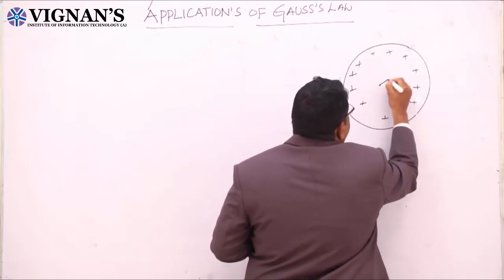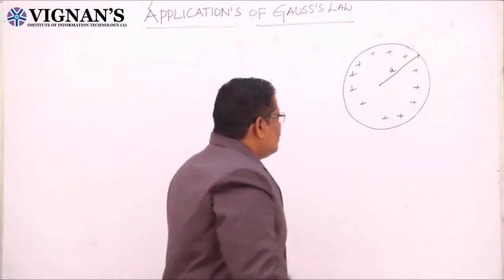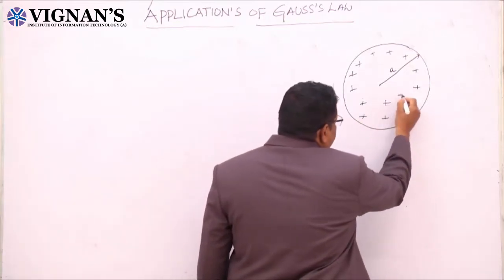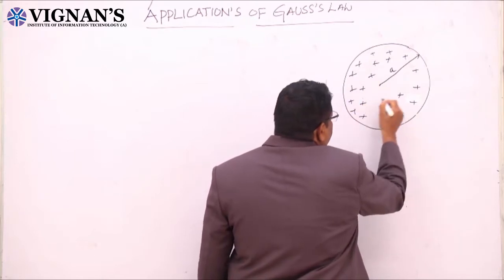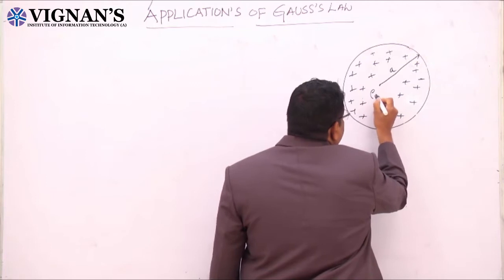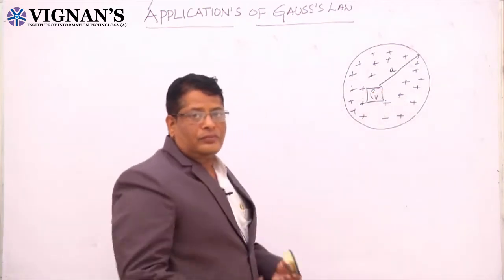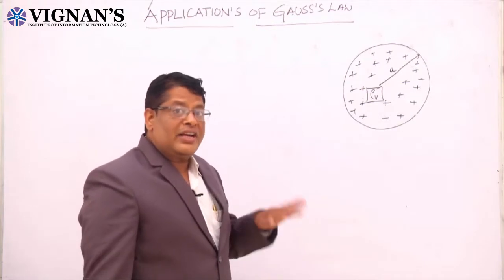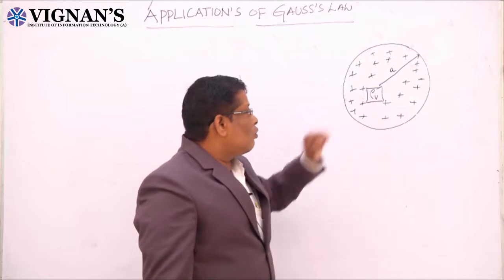The radius of the sphere, you take it as a small a. This charge is distributed throughout with a charge density of rho v. This is very, very important. In the previous case it was rho s, that is surface only, but here it is a volume. That's why we have taken it as rho v.